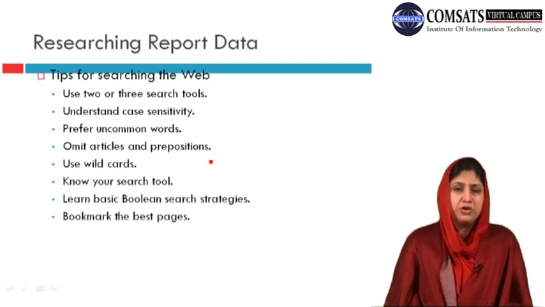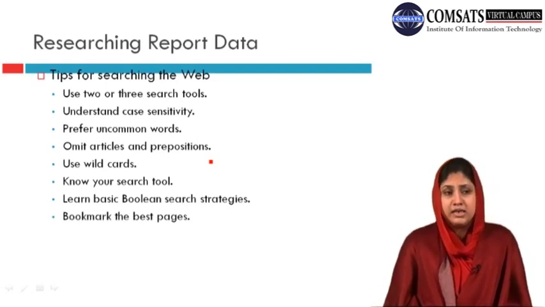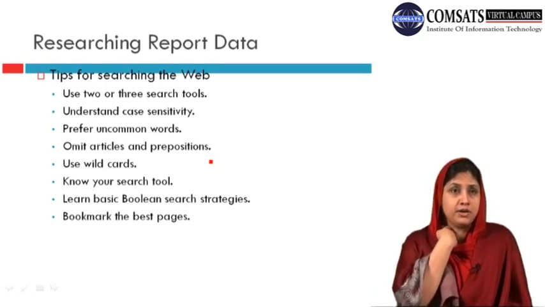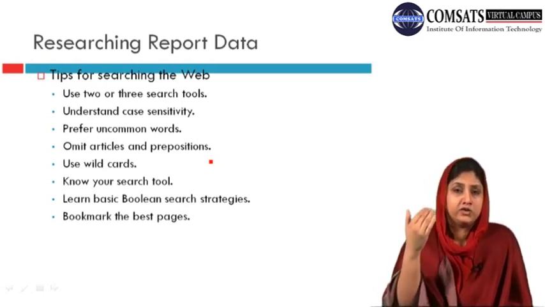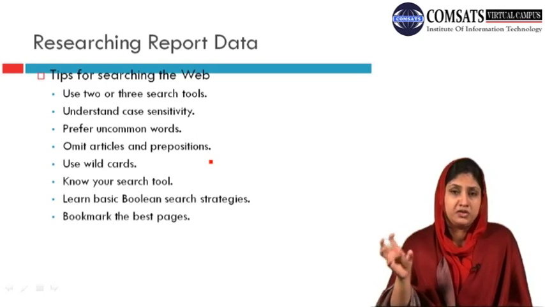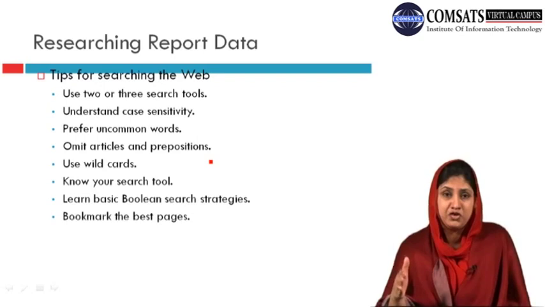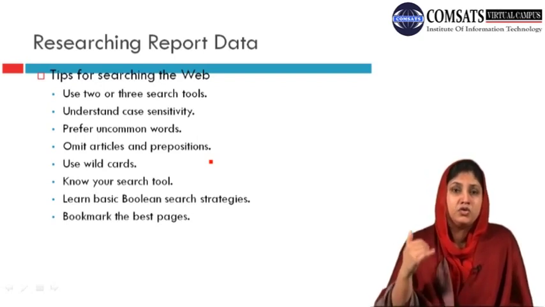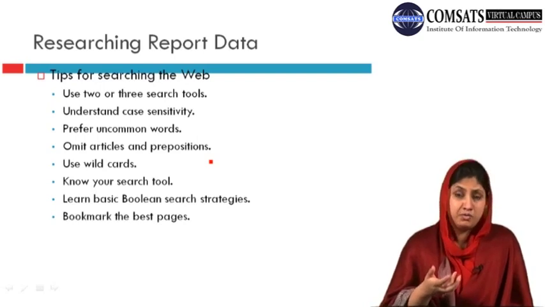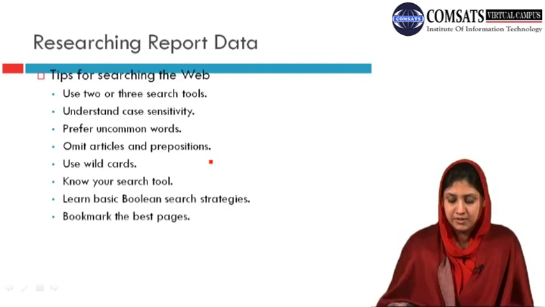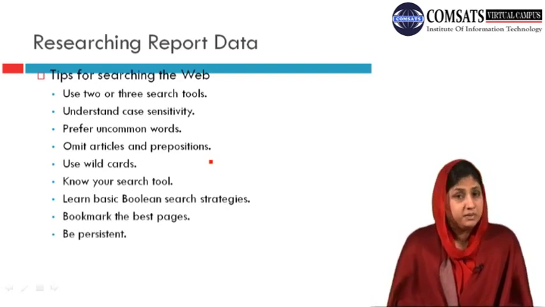Bookmark the best pages. You cannot read all the pages. You cannot include all the information. So how to shortlist your information is to bookmark all the pages that you think are relevant, and then later skim through the information, find the most relevant information, and select it for scanning and extensive reading.